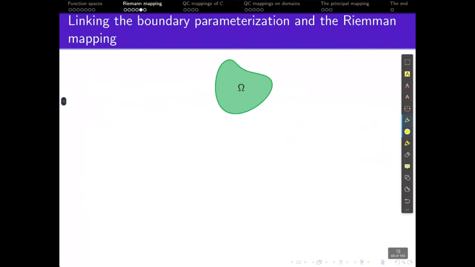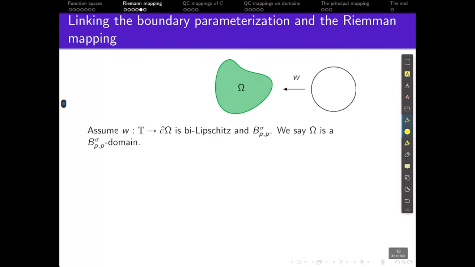Linking the boundary parameterization and the Riemann mapping. How can we do that? Now is the moment to define what is a Besov domain. We say that omega is a Besov domain if there is a parameterization, that is a mapping from the unit circle to the boundary of the domain, such that it's bi-Lipschitz and is in the Besov class. Then we say that it is a Besov domain.